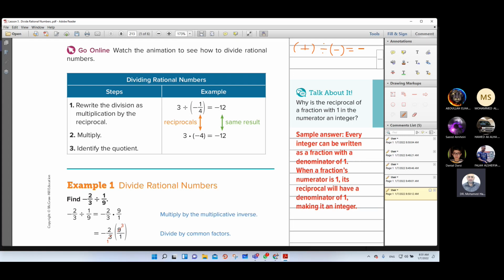So in this example, we have 3 divided by negative 1 over 4. Keep means write the same first number, then change from divide to multiply, then find the reciprocal. What is the reciprocal of negative 1 over 4? It will be negative 4. Positive times negative will be negative. 3 times 4 will be 12. So the answer will be negative 12.